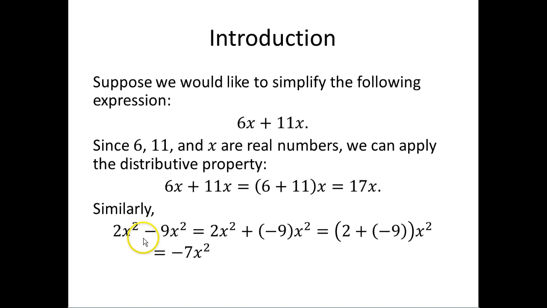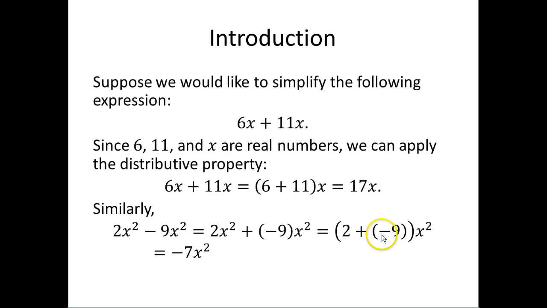Similarly, if I have 2x squared minus 9x squared, I can use the distributive property to factor out the x squared, but you have to remember the distributive property only applies to addition. So I need to change my original expression to addition. I change this to 2x squared plus negative 9x squared, which is the same thing as this. And then I factor out my x squared, since the distributive property tells me I can do such a thing.